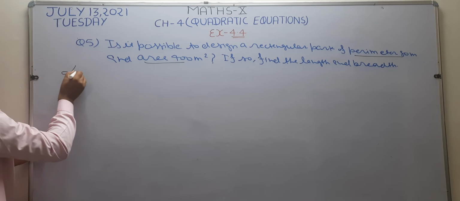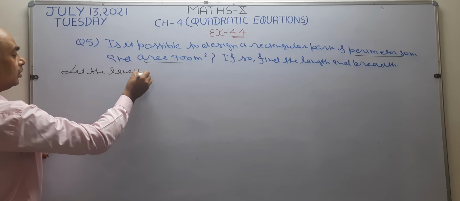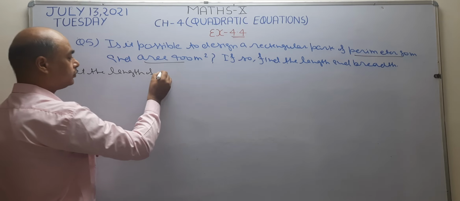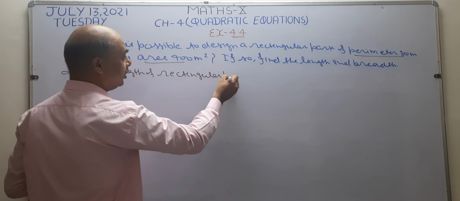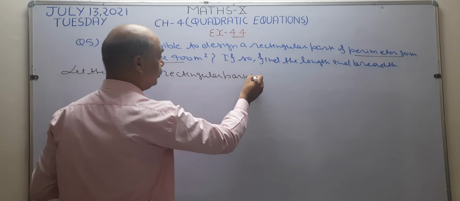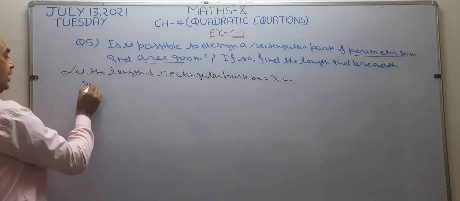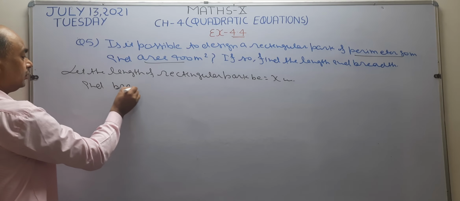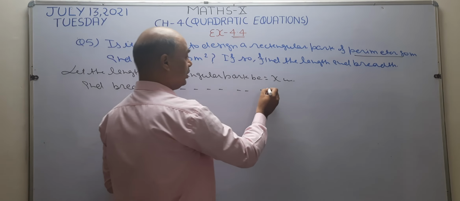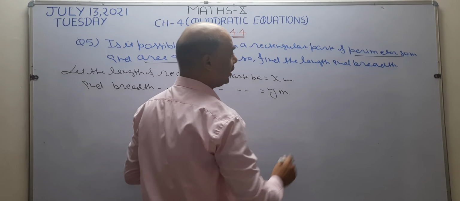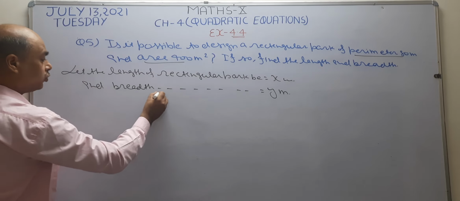So right here, let the length of rectangular park be x meter and breadth of rectangular park be y meter. Okay, now perimeter is given. Now I write here according to question.